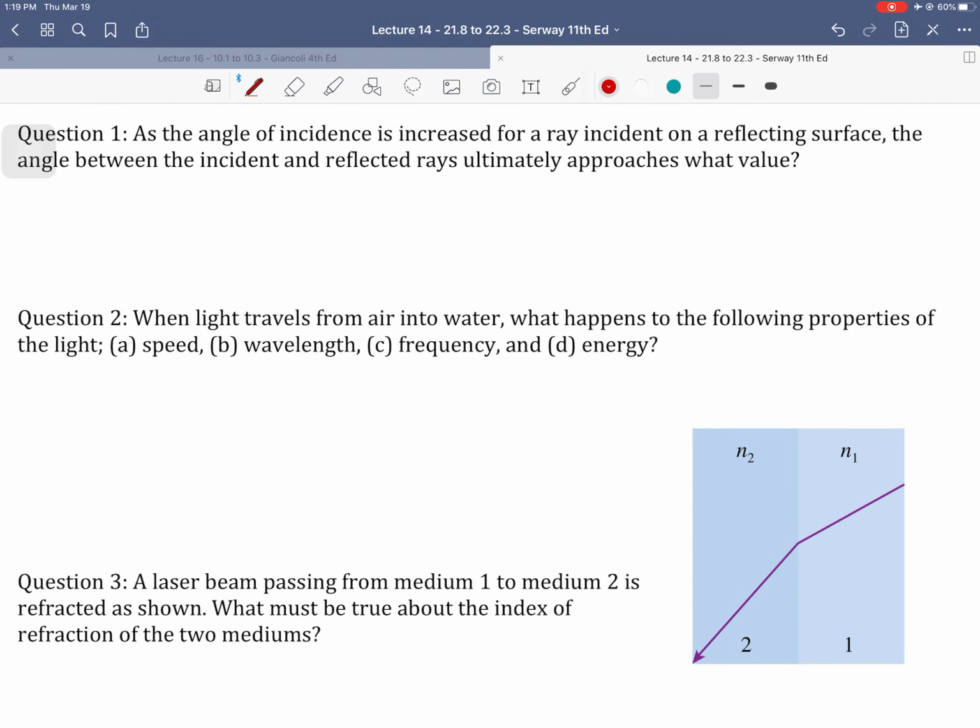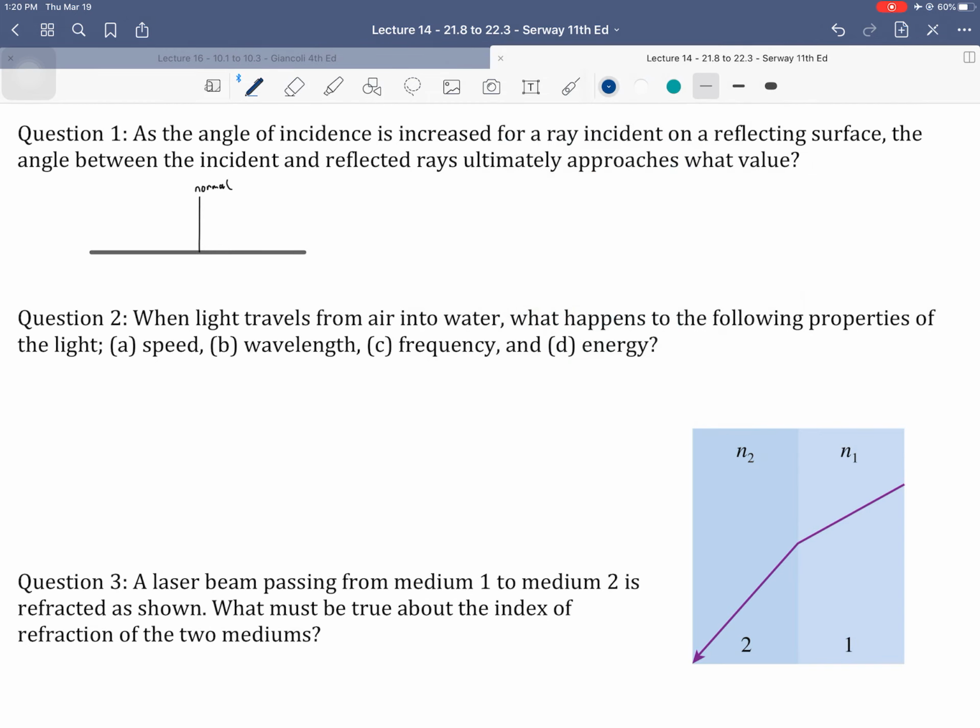All right, let's look at some quick concept questions. So in question 1, as the angle of incidence is increased for a ray incident on a reflecting surface, the angle between the incident and reflected rays ultimately approaches what value? The idea is, let's get our surface. So we'll draw our flat surface here, and we have our normal direction coming straight up. This is our normal.